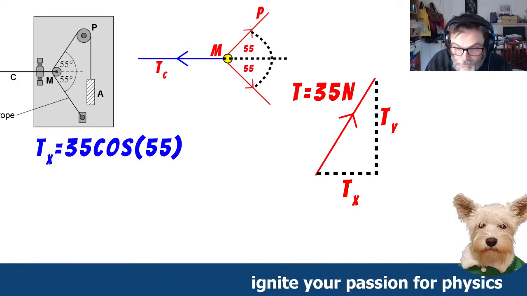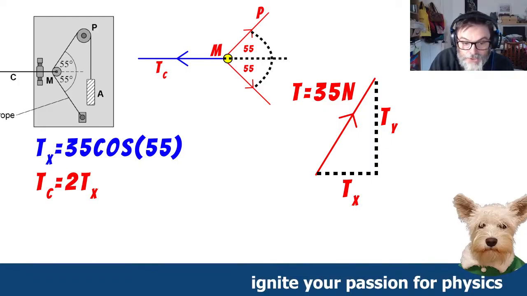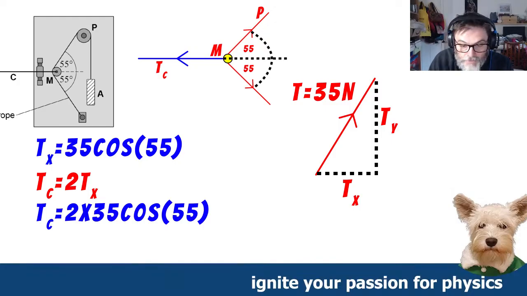So that's the component of one of these tensions acting to the right. But of course we've got two of them. So we could say that Tc equals two lots of tension in the X direction. We can then go on to say that Tc equals two lots of 35 times the cosine of 55. And when you work that lot out, you get that Tc is equal to approximately 40 newtons.